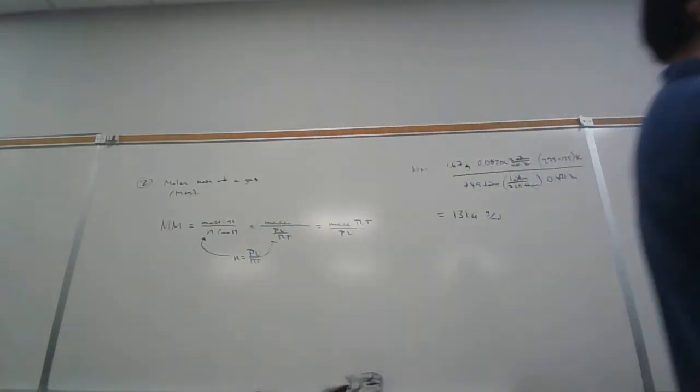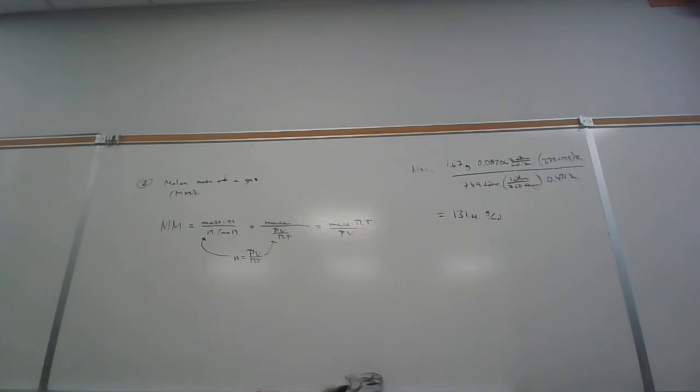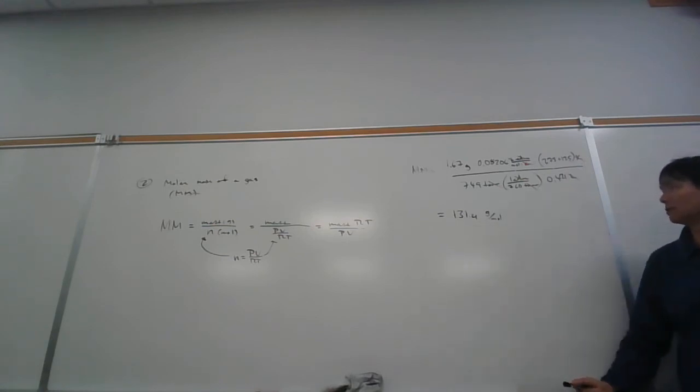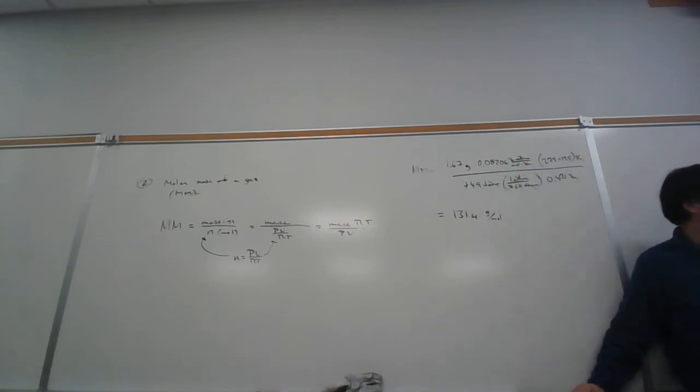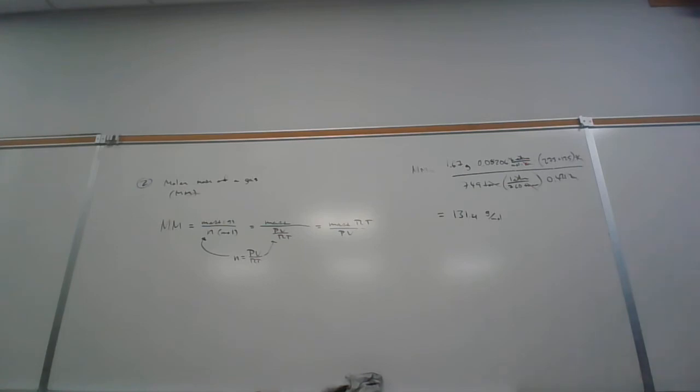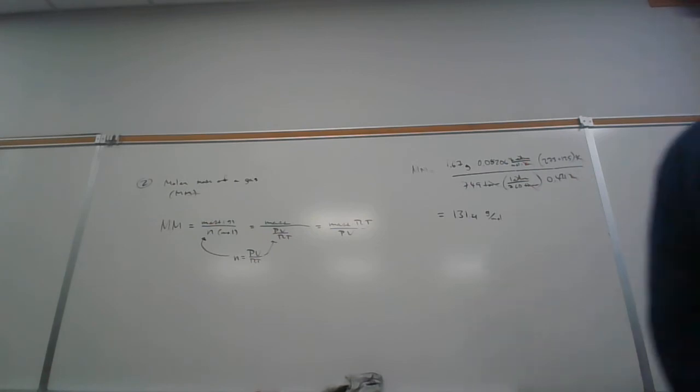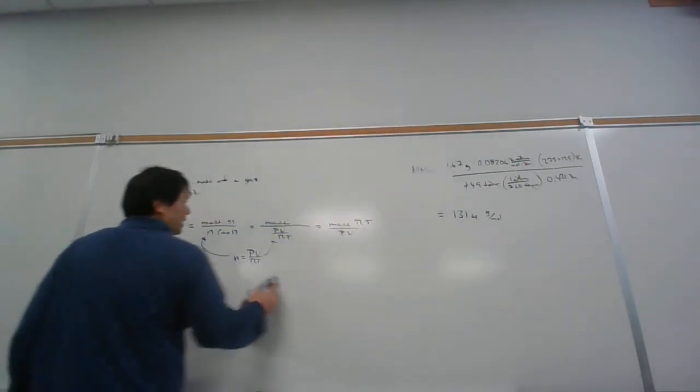So again, let's take a look. They use the other R, 62.4. We got 132. So we got 131. We're pretty close. And so it's probably due to rounding. Again, I use 4 sig figs for my R. They use 3 sig figs. And they use the other R, 62.4, which I don't recommend. So that's the molar mass of the gas.